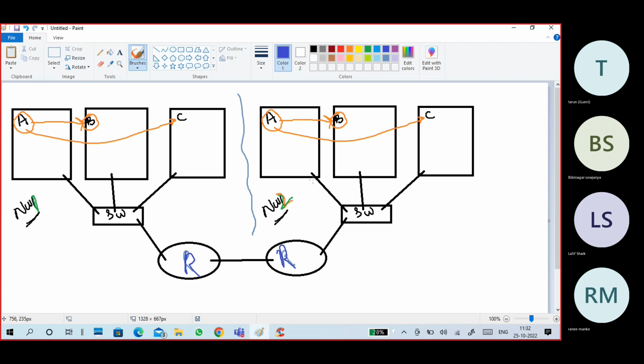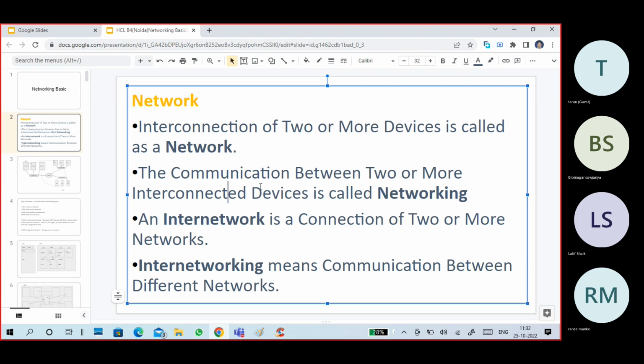This is one network. This is another network, but it is an interconnection of two or more networks. Currently two networks. Interconnection means connecting two or more networks, called internetworking. It is an internetwork. An internetwork is a connection of two or more networks. Internetworking means communication between different networks.